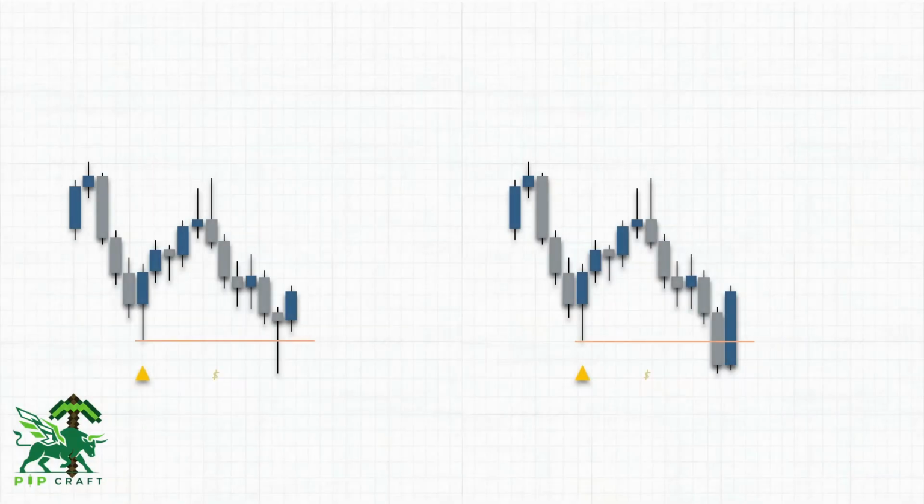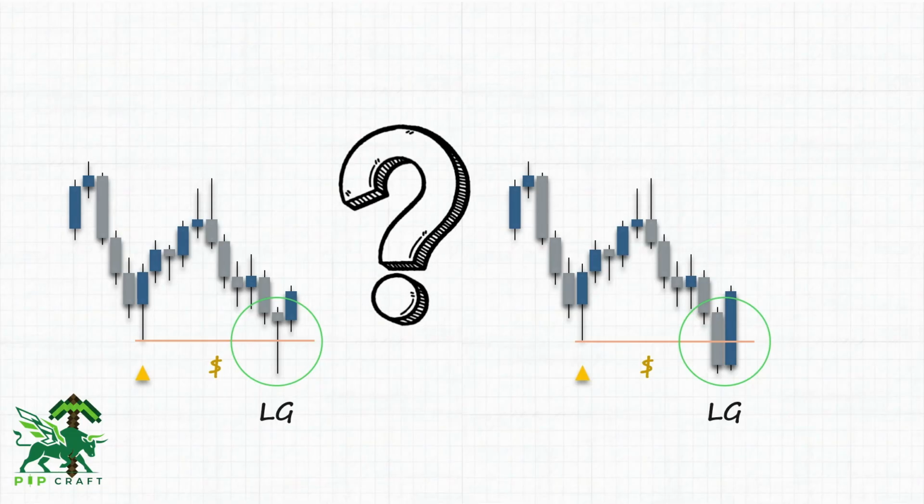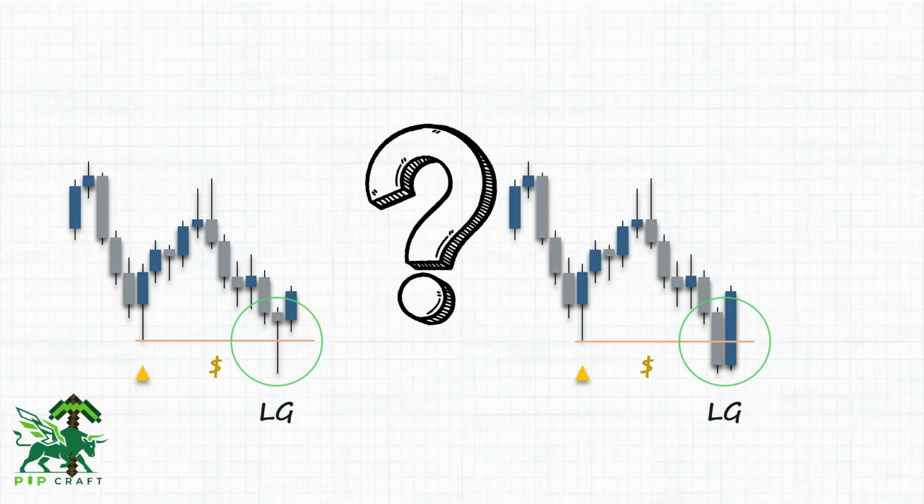A bullish liquidity grab pattern happens when price wicks below a liquidity level or even closes below it, but then quickly returns inside the range. Now, what does this show in terms of price action?